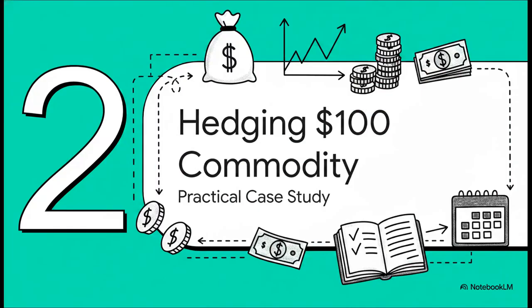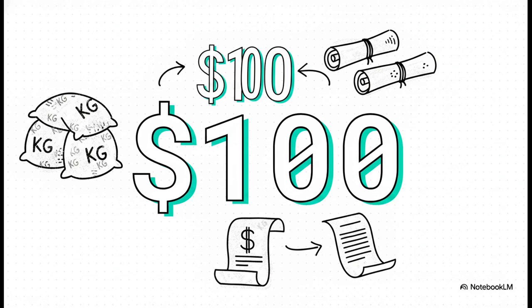Moving on to Section 2, hedging the $100 commodity. Let's ground this in a practical case study under Ind AS 2. Imagine your company just entered into a binding purchase agreement to buy 100 kilograms of some commodity for $100. Because that price is in dollars, which, remember our ground rules, makes it a foreign currency, you're suddenly exposed to foreign exchange risk. So, being the prudent finance professional you are, you immediately enter into a forward contract to buy dollars. You're trying to perfectly hedge that exact foreign currency risk exposure coming from your firm commitment.